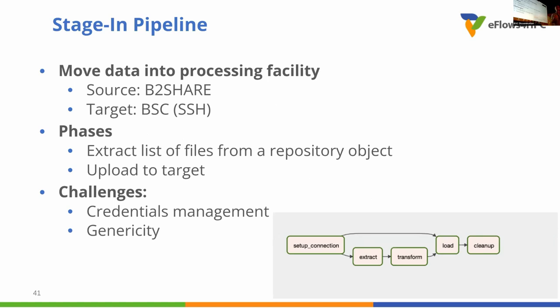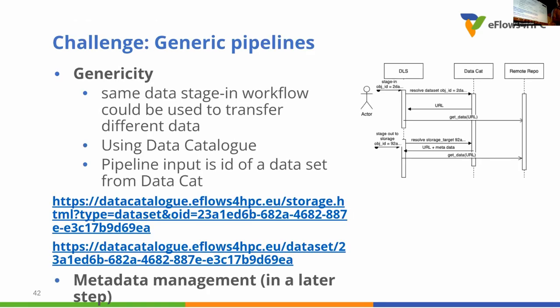As I said before, the pipeline is composed of multiple tasks. What happens here is that we actually have this extract phase, because B2SHARE uses the notion of the data object that includes the metadata, but also a list of files. So in the worst case, you would have multiple files that need to be staged in. Therefore, we first of all prepare this kind of list of files, and then we move it to the target location. There are also some additional steps with setting up the SSH connection, but this is just an implementation detail here.